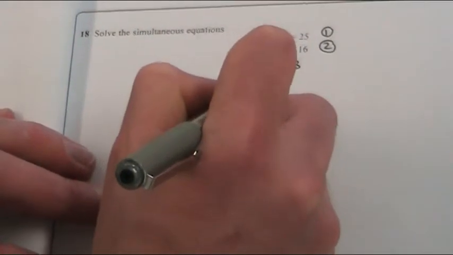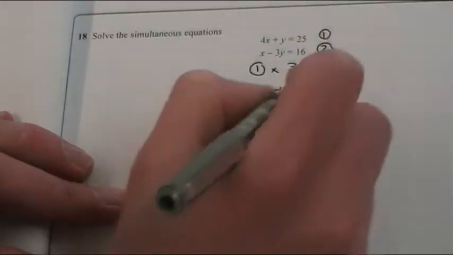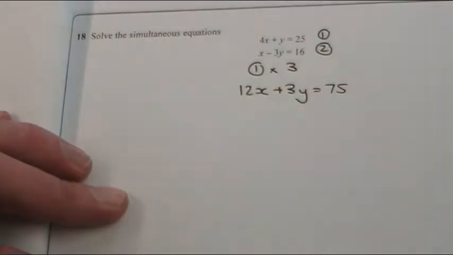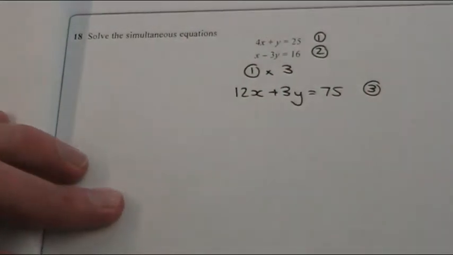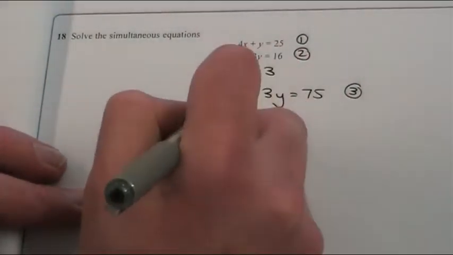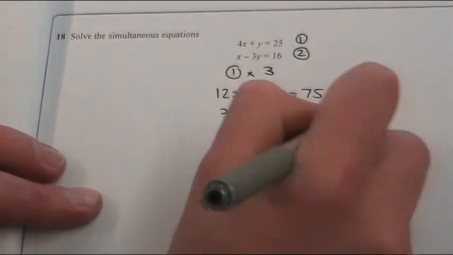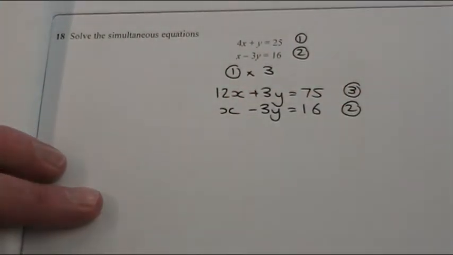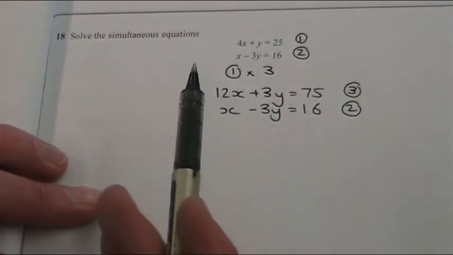4x times 3 would be 12x, y times 3 would be 3y, and 25 times 3 would be 75. Because I've formed a new equation, I'm going to label it with the new label. Now, I always prefer to rewrite the one I'm going to be comparing it to underneath. So I have the coefficients the same, both are a 3, so I now have to eliminate them.